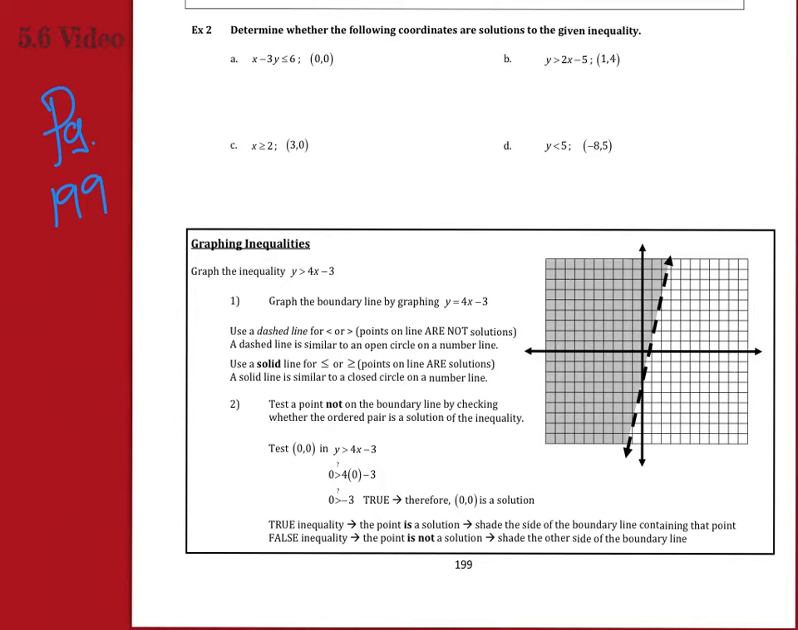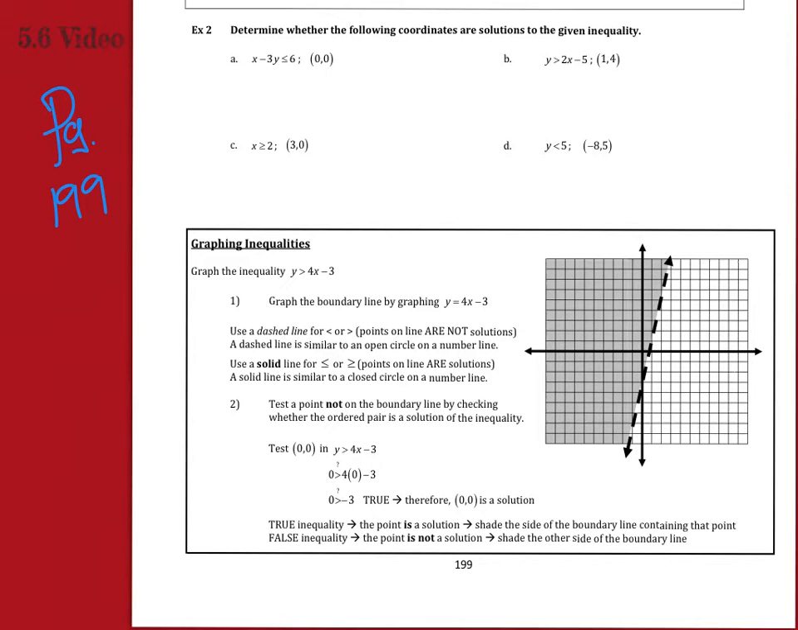And then what we do is we test a point that's not on the line. So we test the point 0, 0, okay? And you plug it in. So we say 0 is greater than 4 times 0 minus 3. And that gives us 0 is greater than negative 3. That's a true statement. And so that means 0, 0 is a solution, but it also means every single other point on that side of the boundary line is a solution. So we shade in all those points to signify that no matter which point I would pick, it would always work on this side of the line.